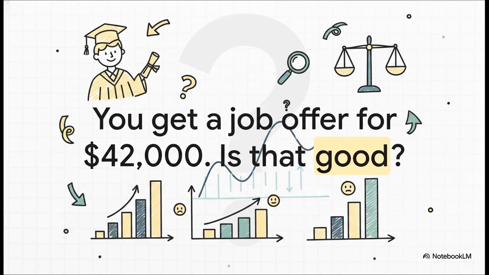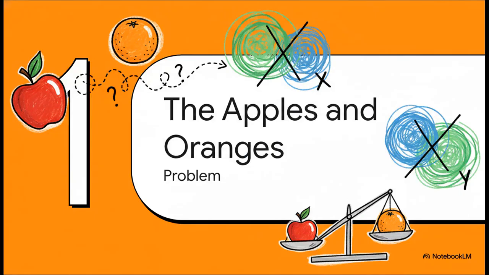Let's dig in. Okay, let's start with a really simple question. Imagine you just graduated and you landed a job offer for $42,000 a year. So, is that good? Is it amazing? Is it kind of low? The honest answer is you have no idea. Without more context, that number, $42,000, is pretty much meaningless. And that right there, that's what we call the apples and oranges problem. It's this fundamental challenge of trying to compare values that basically live in completely different universes.